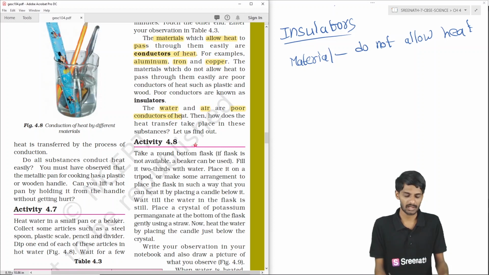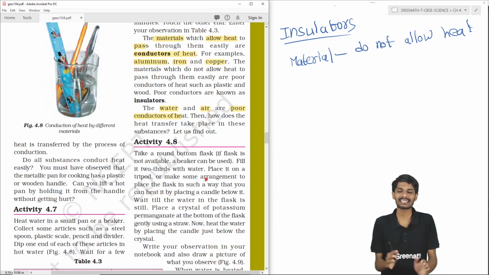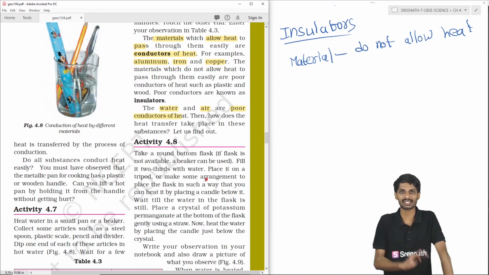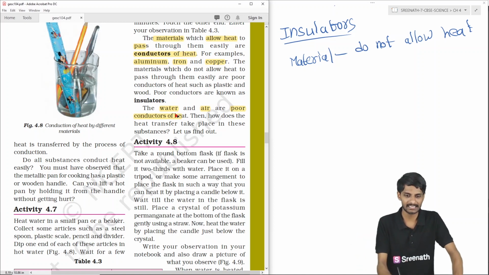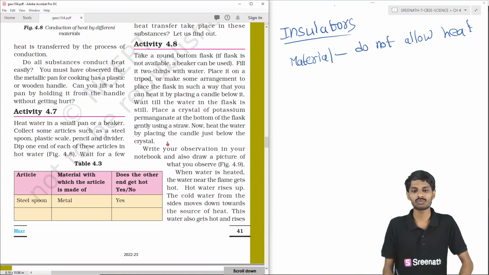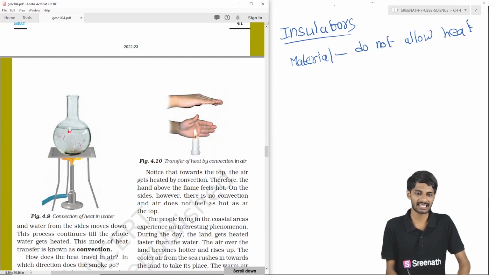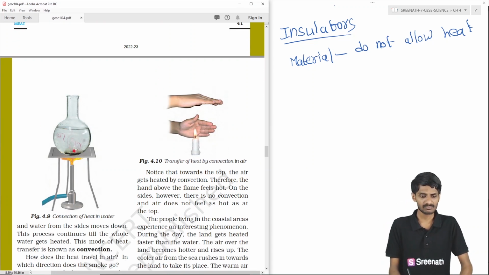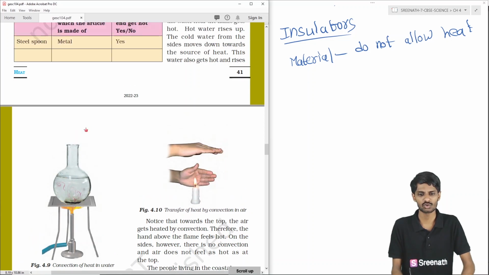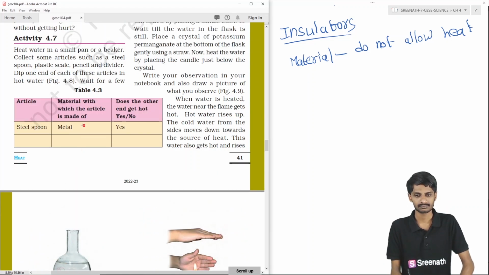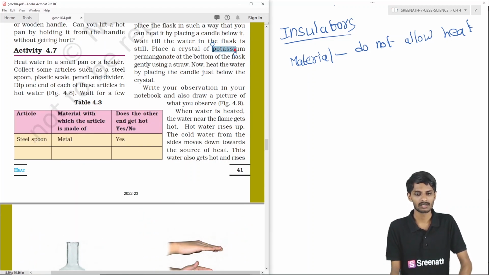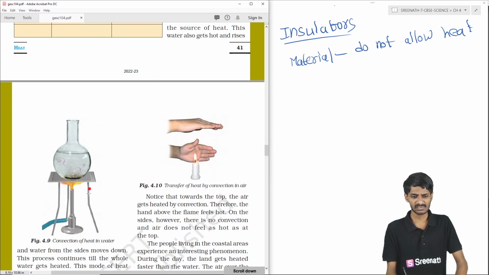Then if they are poor conductors, how does heat transfer go on in the case of water and in the case of air? We will see it. Now take a round bottomed flask, students. Take water in it and take some solution, potassium permanganate. Place a crystal of potassium permanganate in the water and heat it.